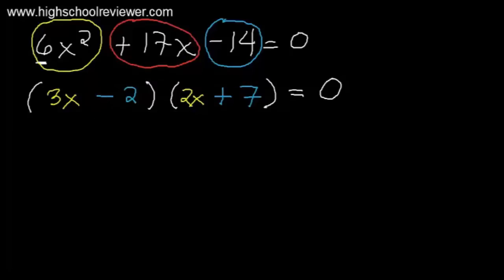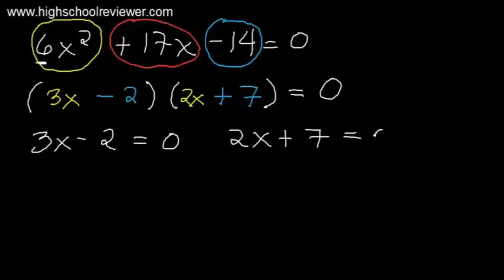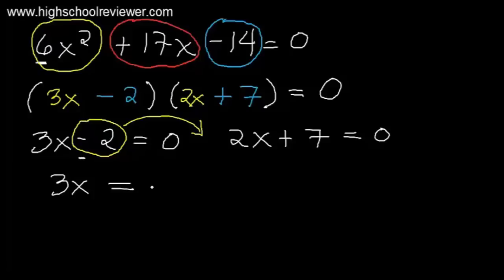Okay, so we are now going to solve for the two values of x. So we have here 3x minus 2 equals to 0, and 2x plus 7 equals to 0. So to solve for x here, first we need to transpose negative 2 to the other side. So transposing, what will be left on the left side will only be positive 3x. And if we transpose negative, this will change sign. This will become positive 2.